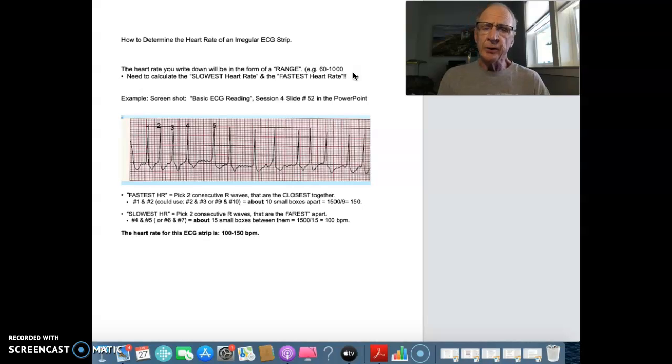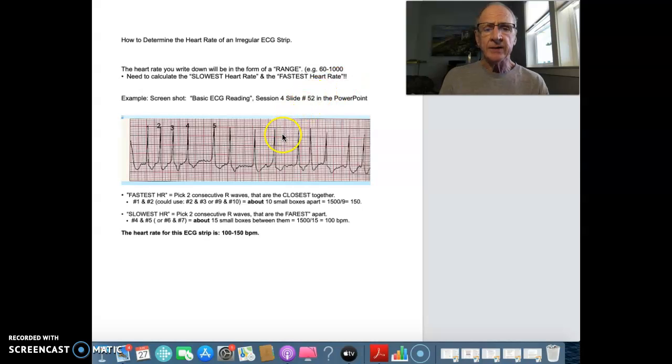It's a little bit different when you're looking at an irregular ECG, in the sense that what you're going to get for your heart rate is actually a range. You're going to get one number that is relatively low and another number that is a little bit higher.